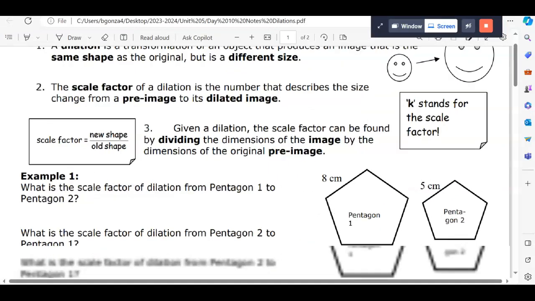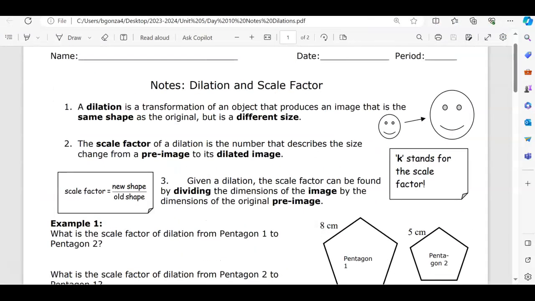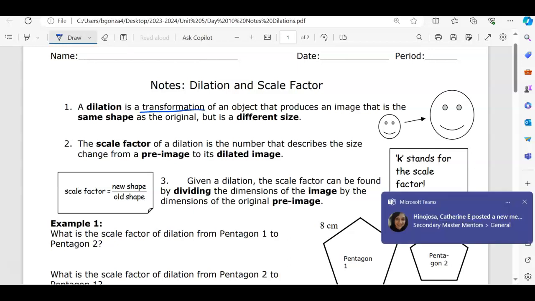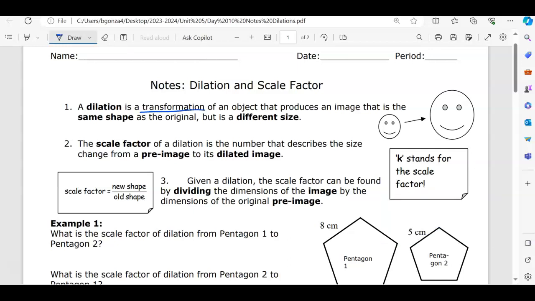All right, dilation and scale factor. A dilation, by the way, hear how I say it: dilation, not dilation. A dilation is a transformation. You can underline that. We've been talking about transformations last class and the class before it. Rotation, reflection, translation. Those were the three we talked about with coordinate pairs. So if you were here, make sure you get that. Today is the fourth one, and it's dilation.